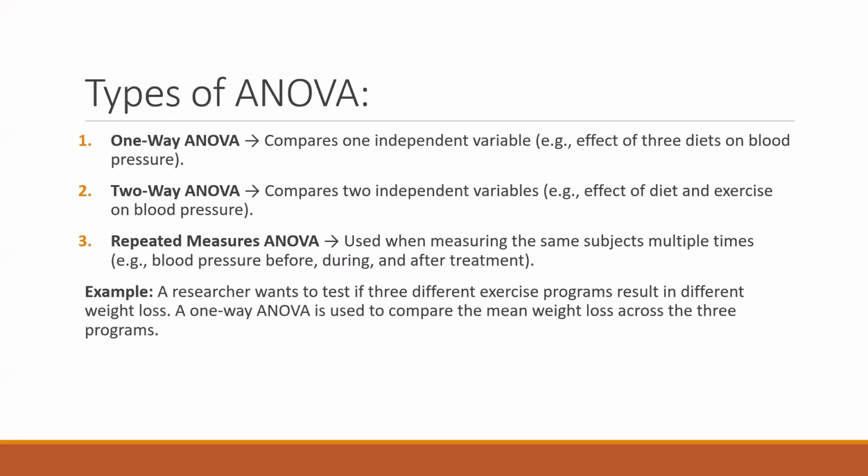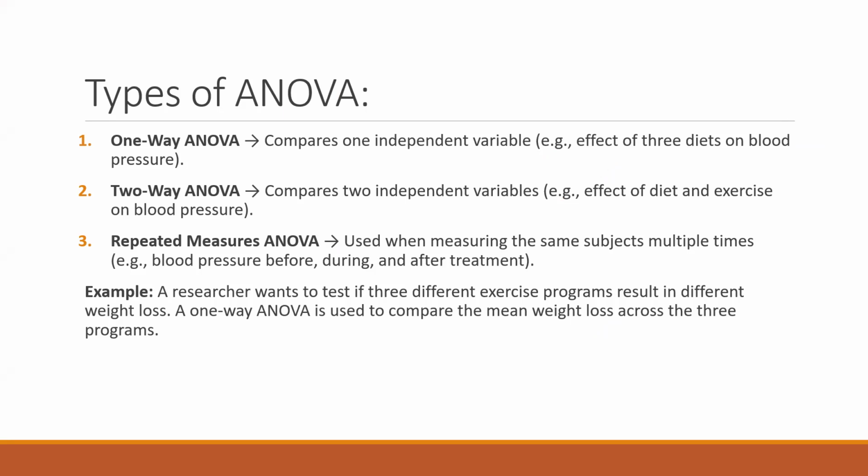So there are different types of ANOVA. One-way ANOVA compares one independent variable, for example, the effects of 3 diets on blood pressure. Two-way ANOVA compares two independent variables, for example, the effect of diet and exercise on blood pressure. And number 3, we have repeated measures ANOVA. It is used when measuring the same subjects multiple times, for example, blood pressure before, during, and after treatment.